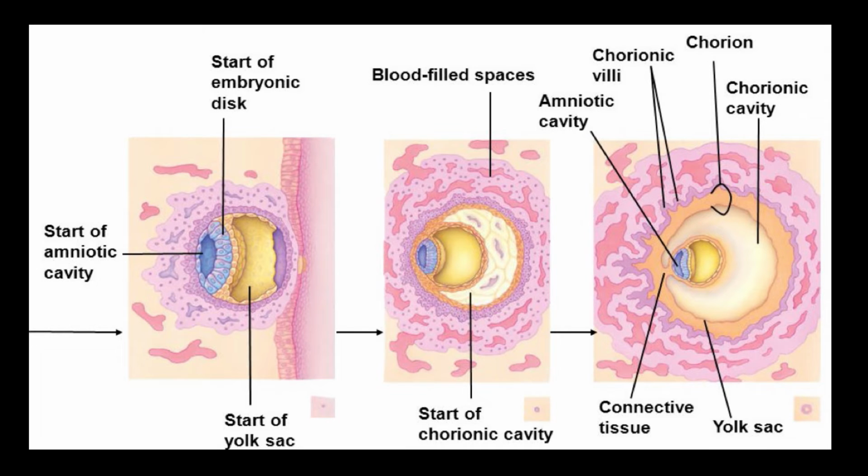The chorionic villi, the interdigitations of your trophoblast layer into the maternal blood, will form your chorionic villi, and this will lead to the formation of the chorionic cavity further. And in the third diagram, you can see the yolk sac is formed, the chorionic cavity is distinct, and the amniotic cavity is also formed.